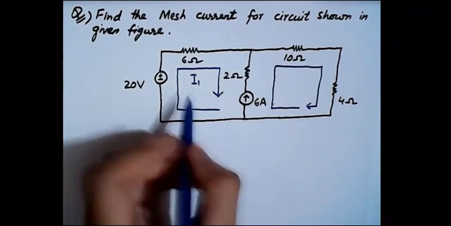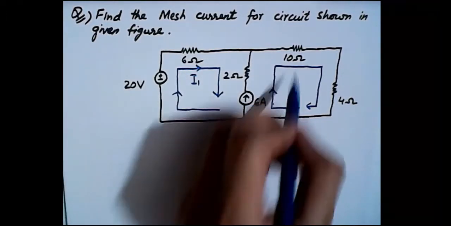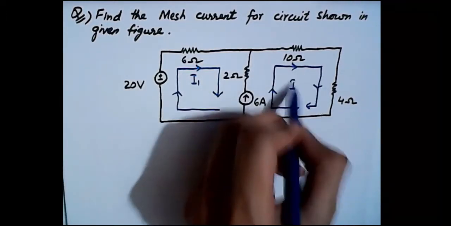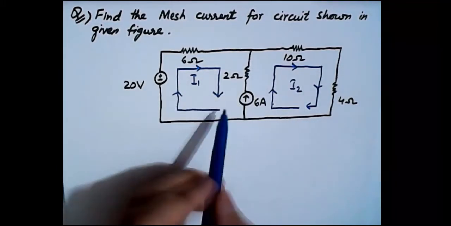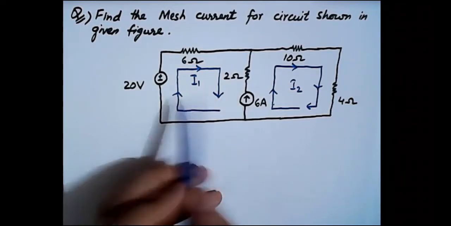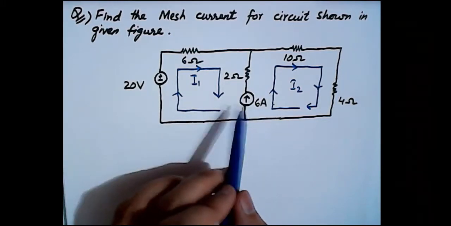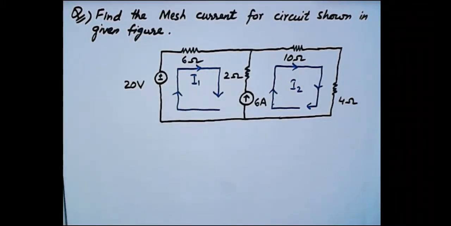So this is I1 and this is I2, and it is pretty much clear that we have a current source of 6 amperes which is a part of both these loops, right? So that means this forms a super mesh.